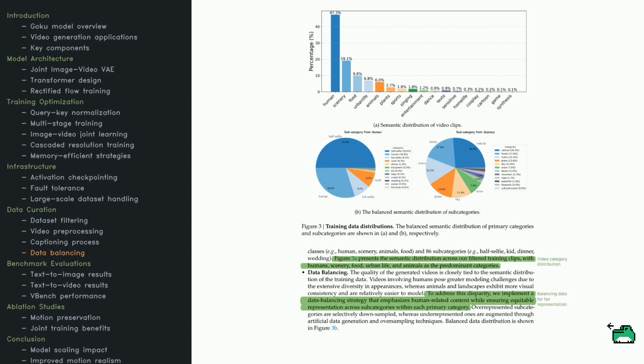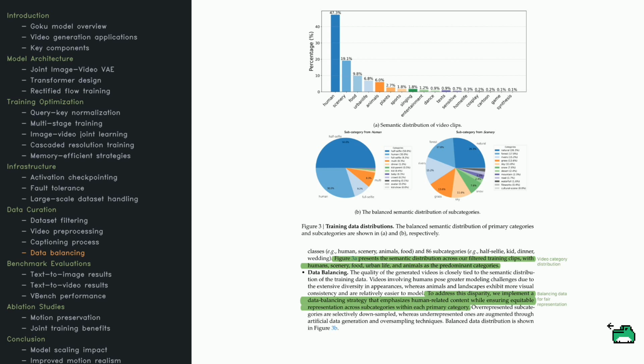To address this imbalance, Goku's training system downsamples overrepresented subcategories and upsamples underrepresented ones through artificial data generation and oversampling techniques. This ensures that the model gets enough examples of every category without biasing toward common ones.